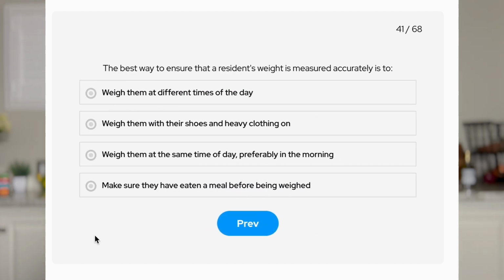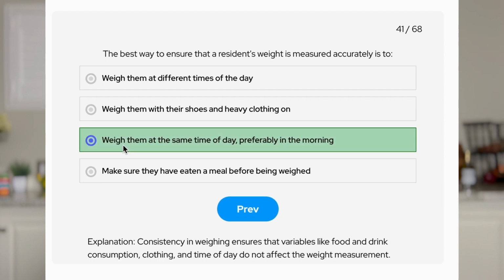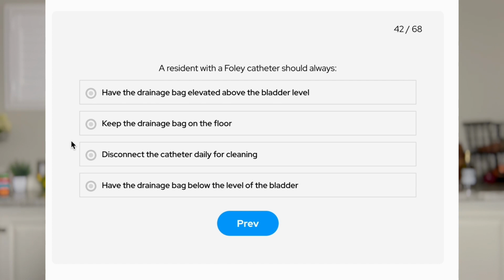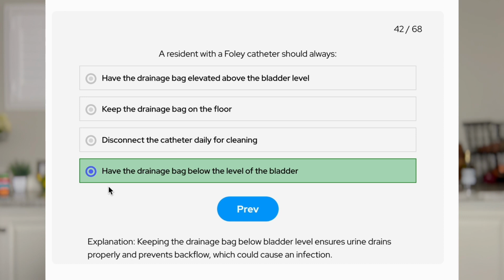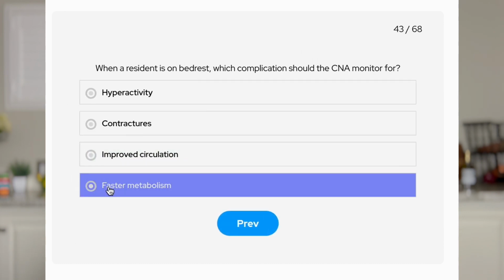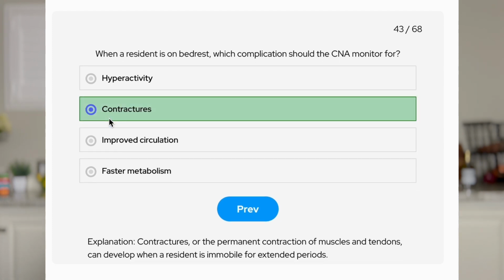The best way to ensure that a resident's weight is measured accurately is to weigh them at the same time of day, preferably in the morning. A resident with a Foley catheter should always have the drainage bag below the level of the bladder. When a resident is on bed rest, which complication should the CNA monitor for? Contractures.